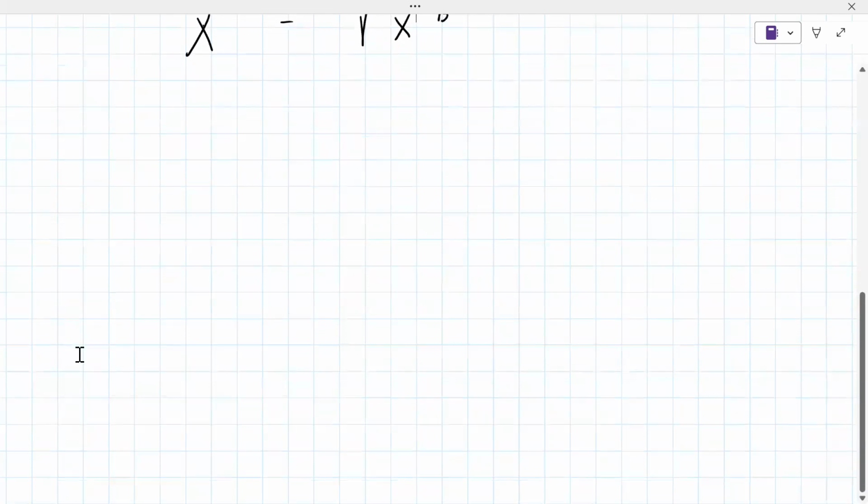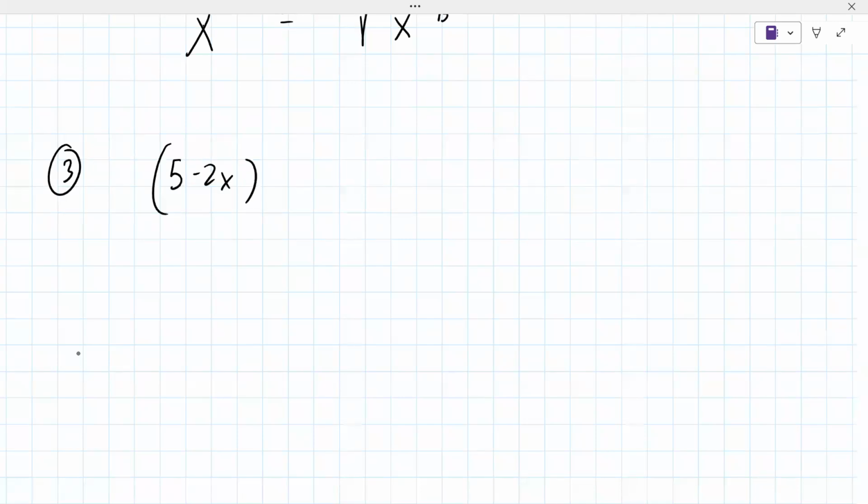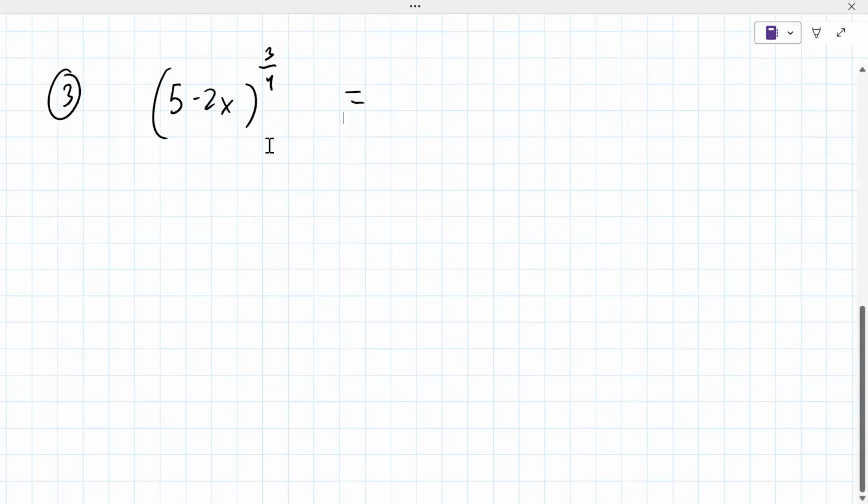All right, so I'm going to write the next problem here on the screen. Let's go 5 minus 2x to the power of 3/4. I want you to write something in root form with a square root symbol. I don't want to write anything because I don't want to bias you, but I'm going to write the answer after you're done.